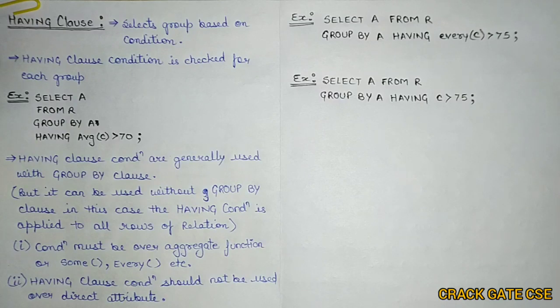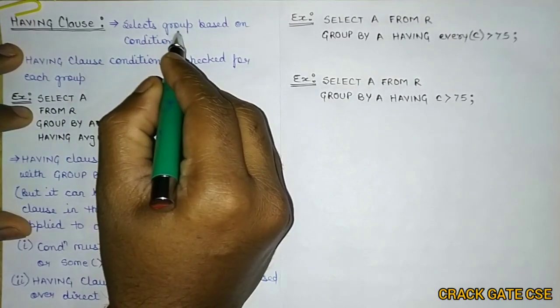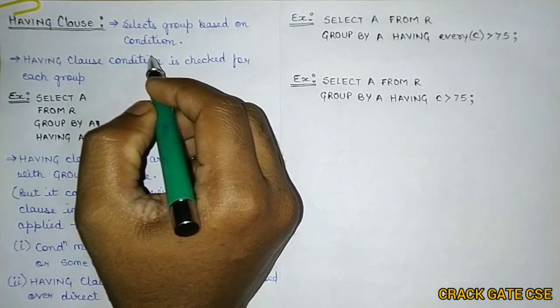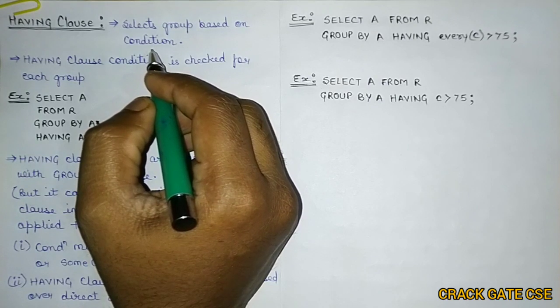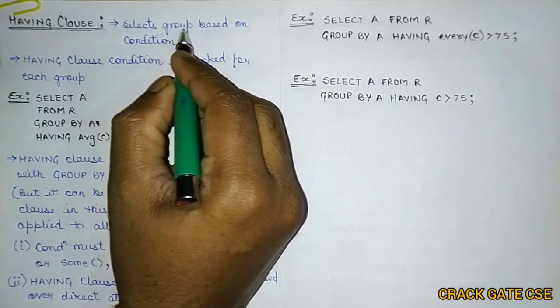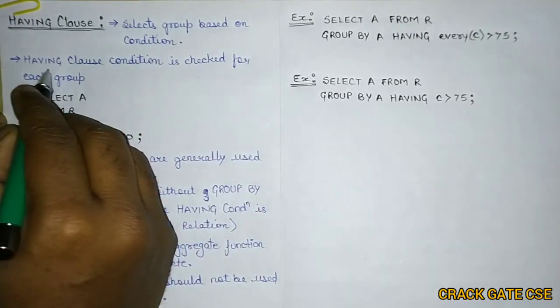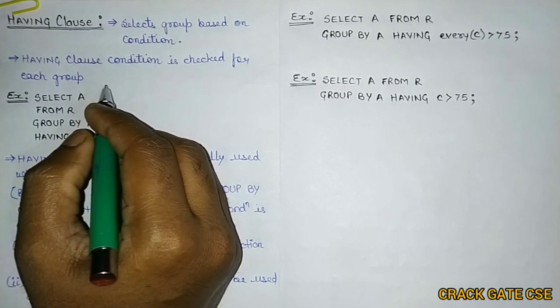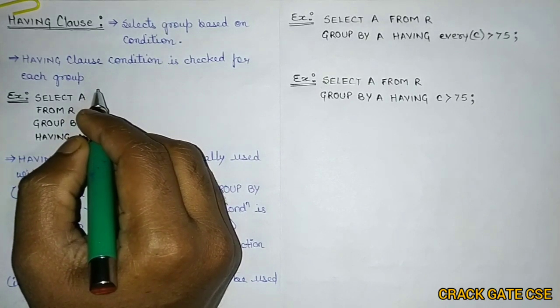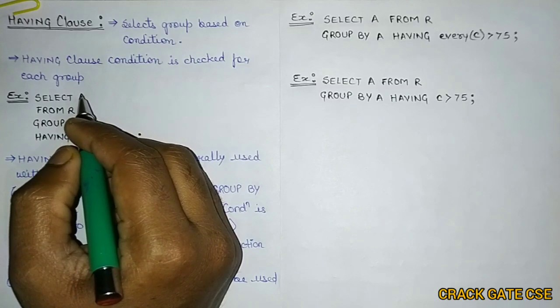In this having clause, the having clause is used to select the group based on some condition. It is used with the group by clause and it selects only those groups which satisfy some condition. We will see how. The having clause condition is checked for each group. So first we form the group. After forming the group, we check the particular condition for each of the groups.